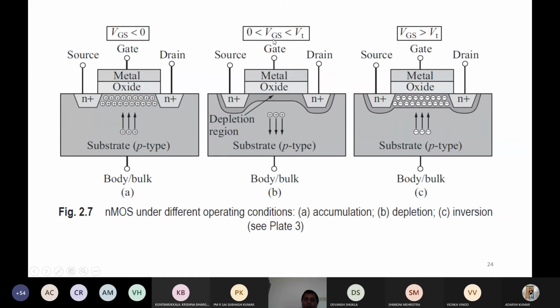But further, as you increase the gate to source voltage positively, we can see the depletion layer is still there. Metal is there, oxide is there, and this is the depletion layer where no free charge carriers are present, and this depletion layer is extended around the n plus region of the source.